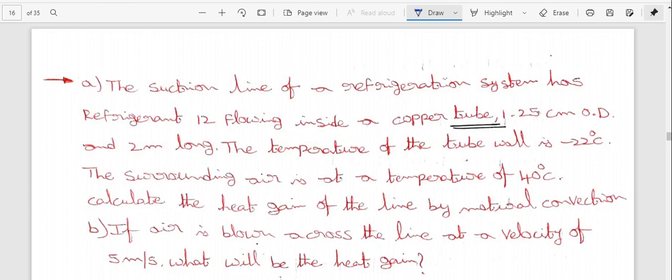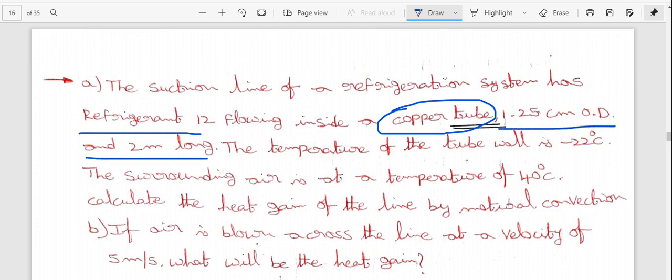The suction line of a refrigerator system has refrigerant 12 flowing inside a copper tube, 1.25 centimeters outer diameter and 2 meters long. So here L equal to 2 meters and 1.25 is the diameter. The temperature of the tube wall is minus 22 degrees centigrade. That means T wall is equal to minus 22.